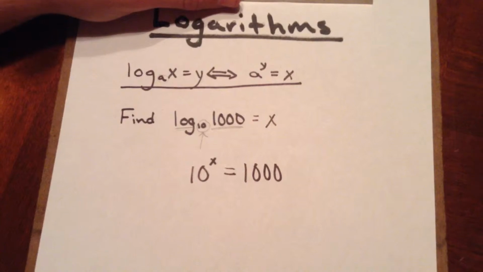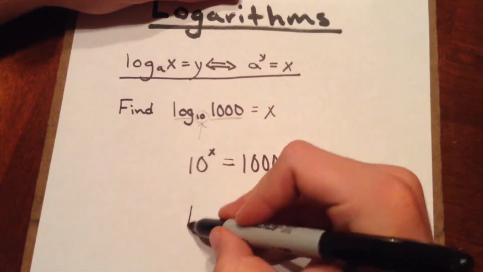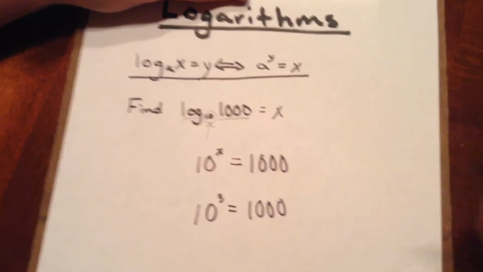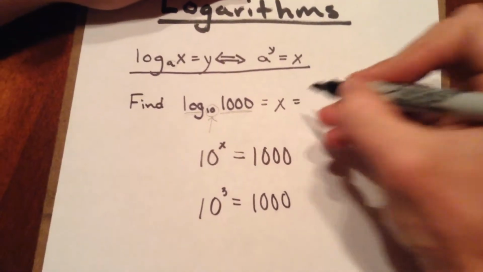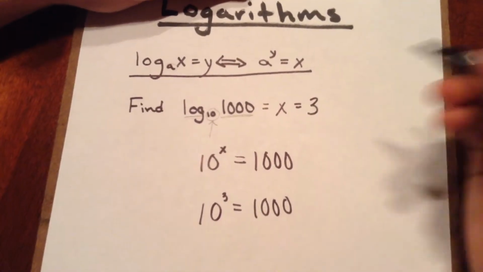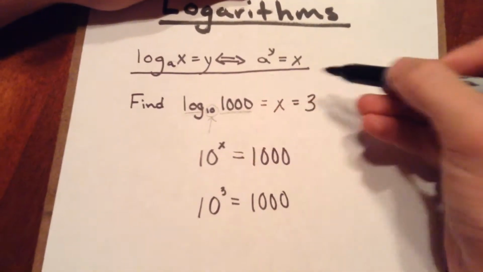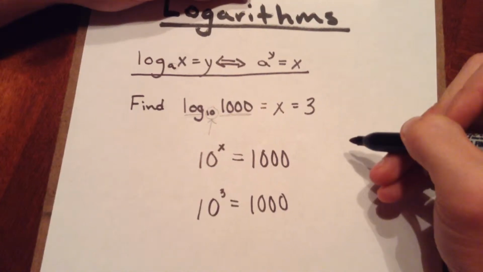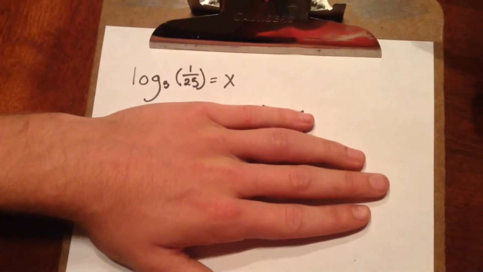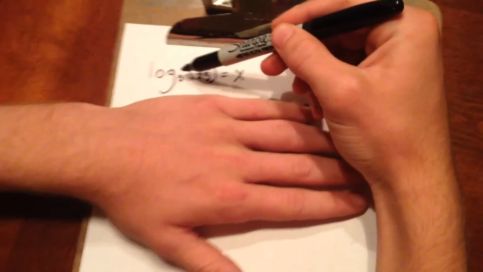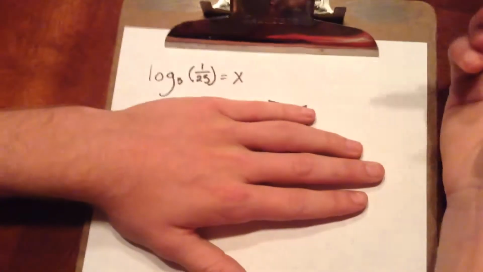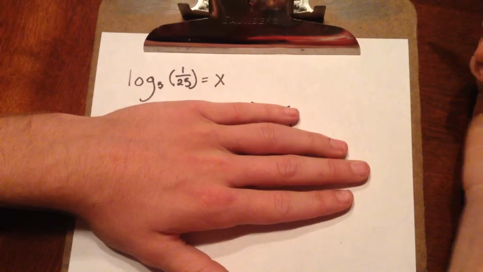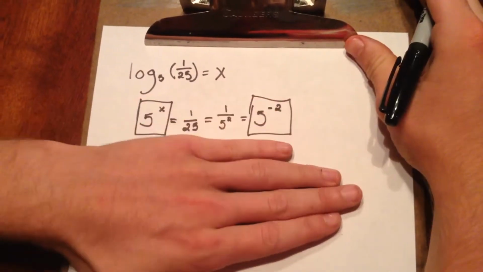So 10 cubed would give us 1,000. So if we have 10 to the 3, that makes that statement true. That means that x has to equal 3. So log base 10 of 1,000 is just a long way of writing 3. So I've provided a sample problem. Log to the base 5 of 1 over 25 equals x. Again, we don't know the value of x. That's what we're trying to find.